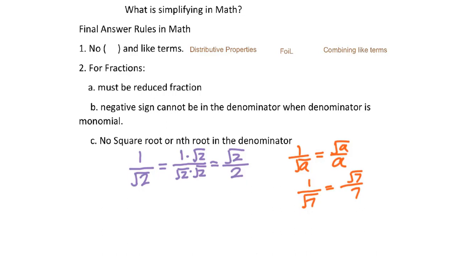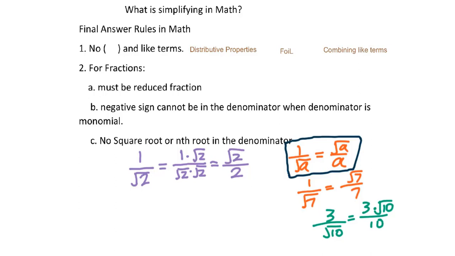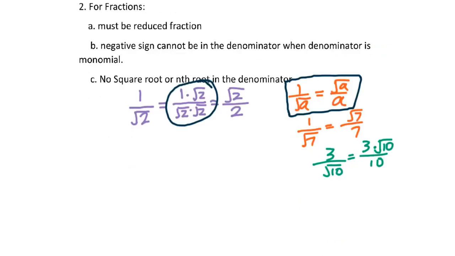You can remember it as a formula. If I have 3 over square root of 10, the 3 stays, and you see the square root of 10 as a denominator, so you get 3 square root of 10 over 10. I recommend that you remember this as a formula, so you don't have to show the work like this.